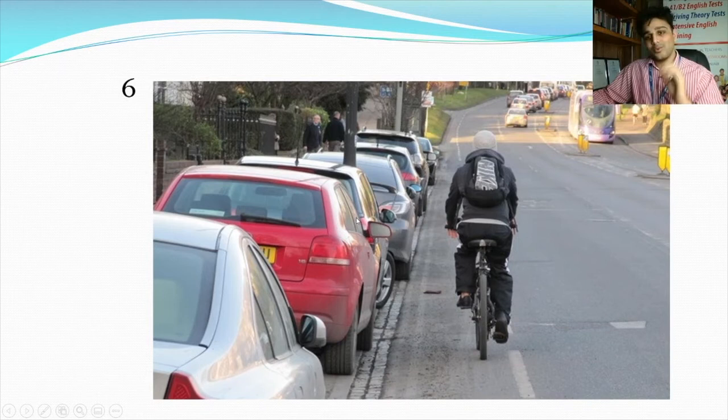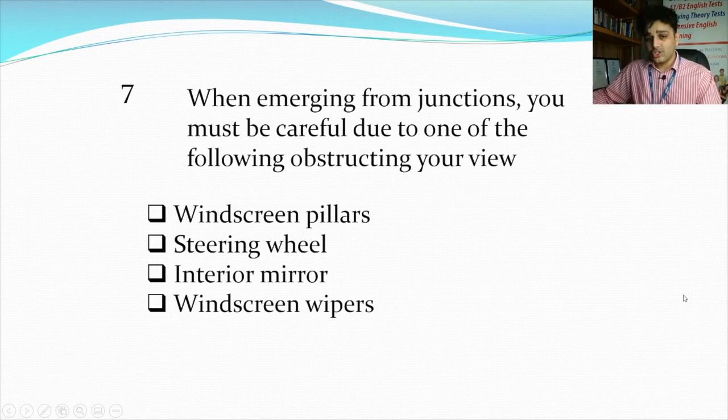All right, question number seven. When emerging from junctions, you must be careful due to one of the following obstructing your view: windscreen pillars, steering wheel, interior mirror, or windscreen wipers. Now, this is one of my favorite questions because every student gets this wrong. They get confused. And I'm not going to say anything just yet. Let me read it twice and I'll explain it a little bit more for you.